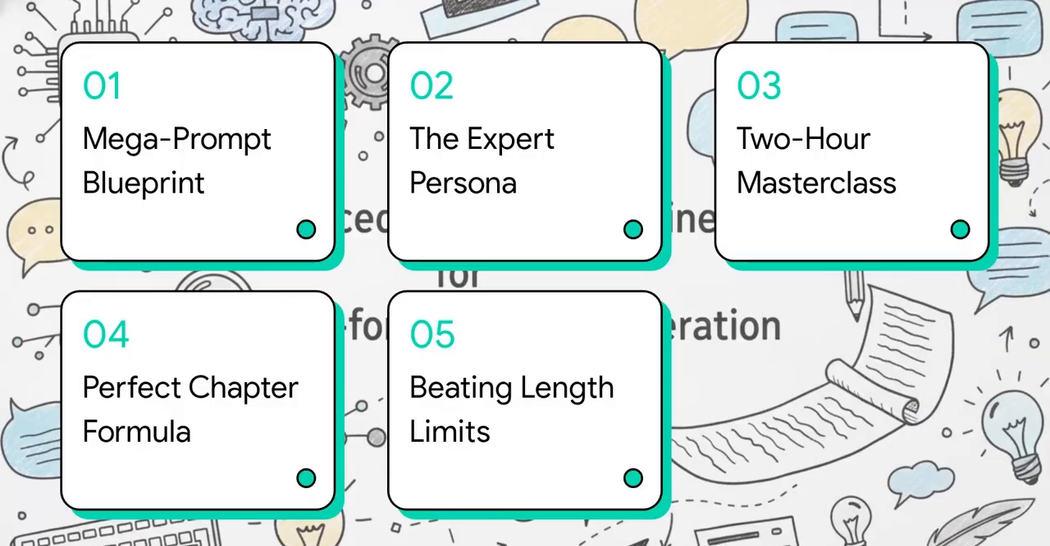Here is our roadmap for today. We'll be covering 1. The Mega Prompt Blueprint. 2. Setting the expert persona. 3. Structuring the 2-hour masterclass. 4. The perfect chapter formula. And 5. Beating AI length limits.